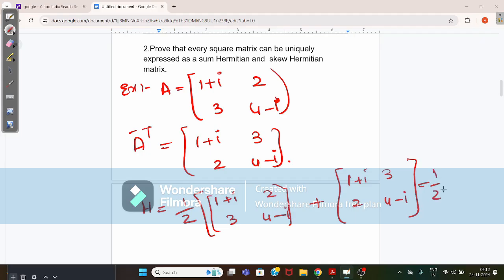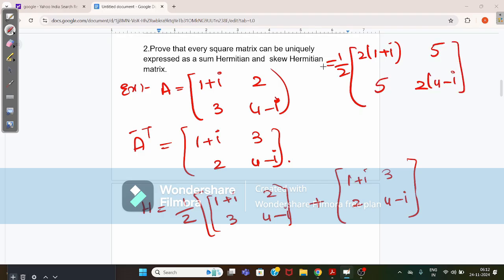which gives the answer 1 plus i, 2. The answer will be half into 2 into 1 plus i. 2 plus 3 gives the value 5. 3 plus 2 gives the value 5, and 2 into 4 minus i. Okay, this is the value of H.